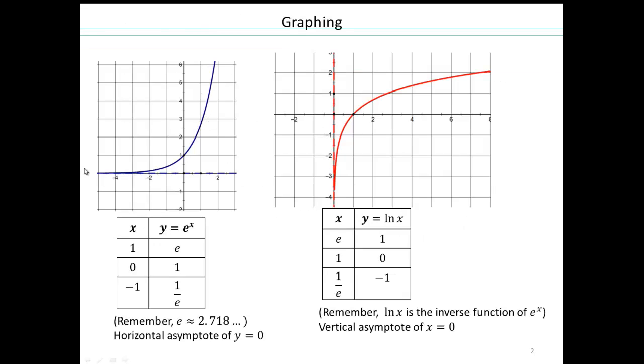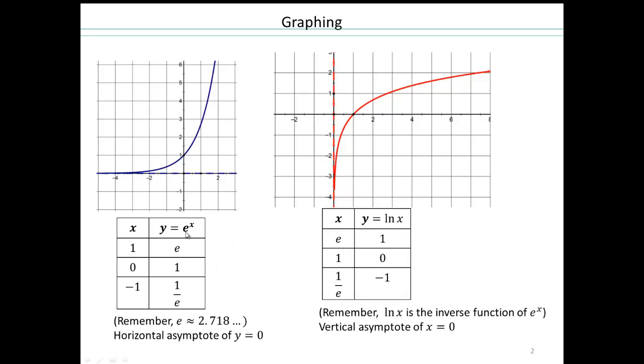So if you look at the generic graph of e to the power x, remember e is a number, not a variable, 2.71 something. If you plot a few points, when x is 1, you have e. When x is 0, you have 1. When x is -1, you have 1 over e. So the horizontal asymptote for this graph is y equals 0. The inverse function of e to the power x is natural log x.